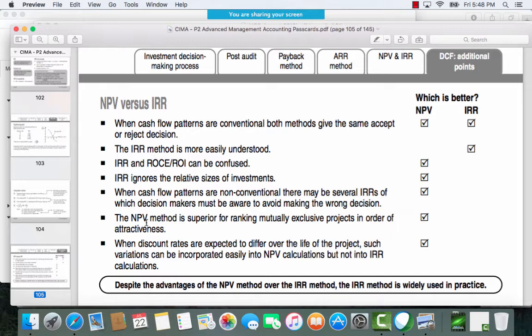So the IRR method is more easily understood. They prefer that, right? Because it's easily understood, because at this point the project breaks even. So anything, if it is anything below it, you take.